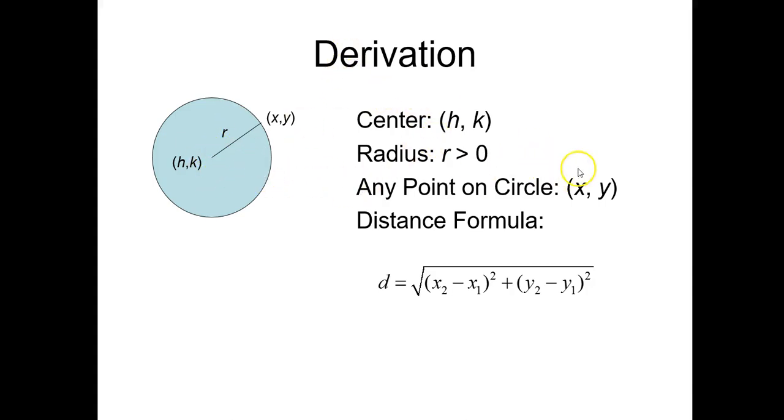Any point on the circle, (x, y), and then here's the distance formula. If you wanted to find the distance from (h, k) to (x, y), or between any two points, you can use the distance formula.